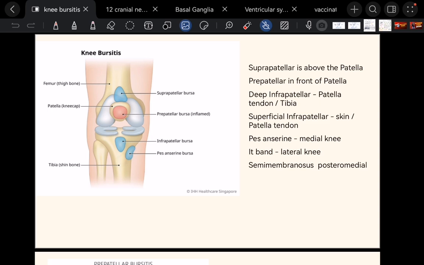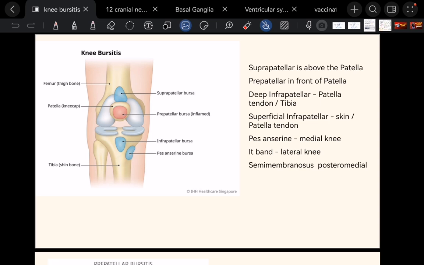Hi guys, today's video is about knee bursitis. Let me give you a fact about what a bursitis is. A bursitis, think of it as a pillow with synovial fluid inside that is around joints that helps reduce friction as the muscles and tendons go over the bone. So that's pretty much what a bursitis is.